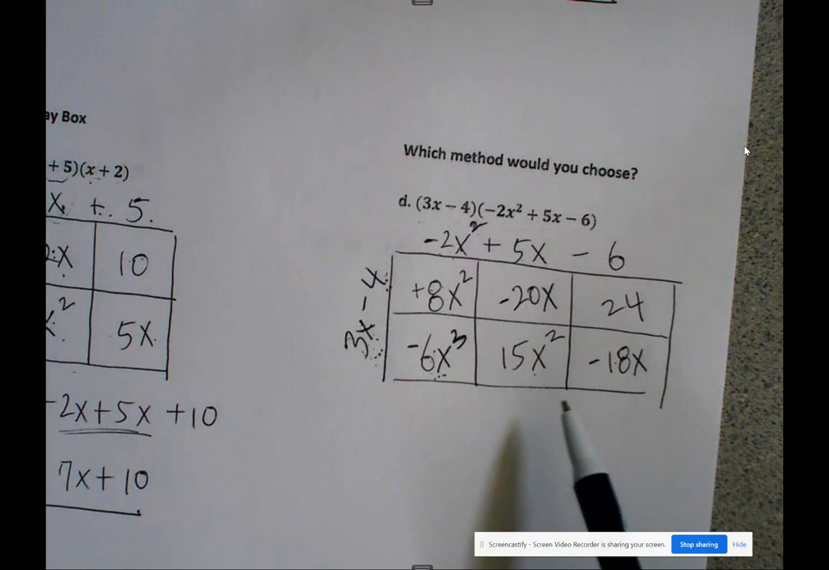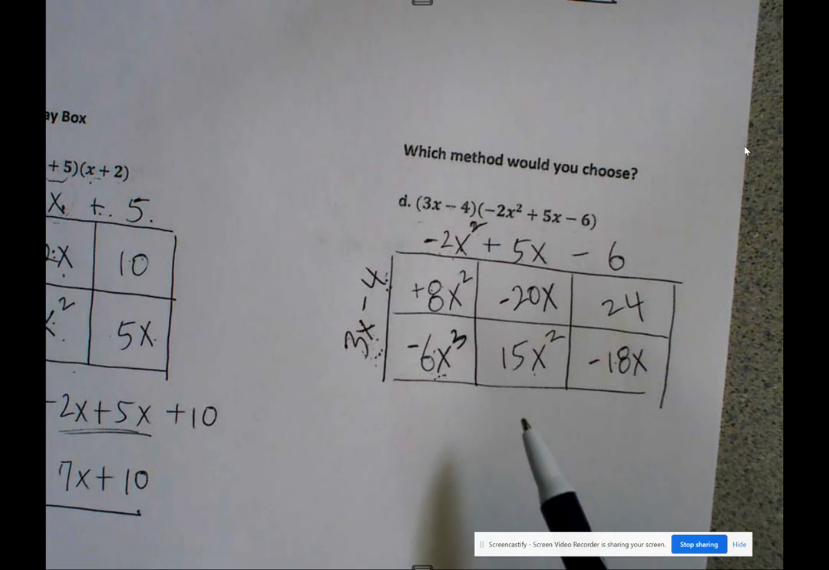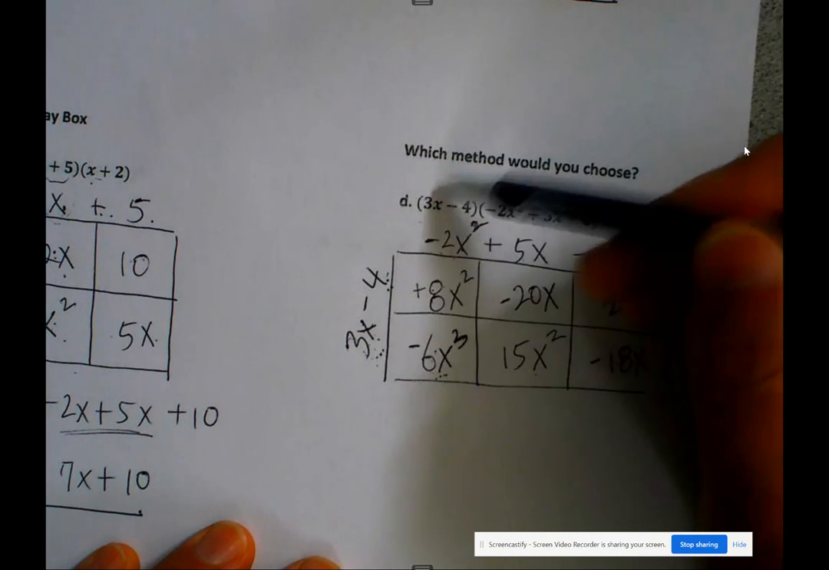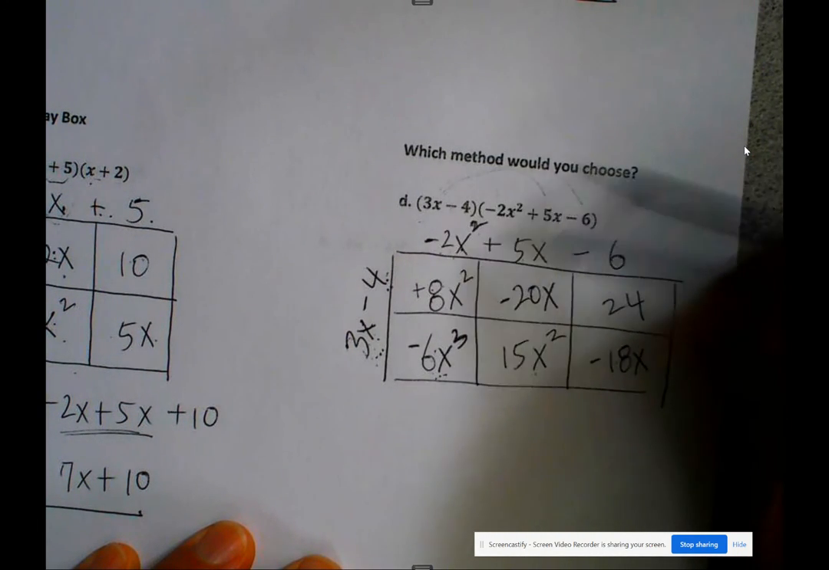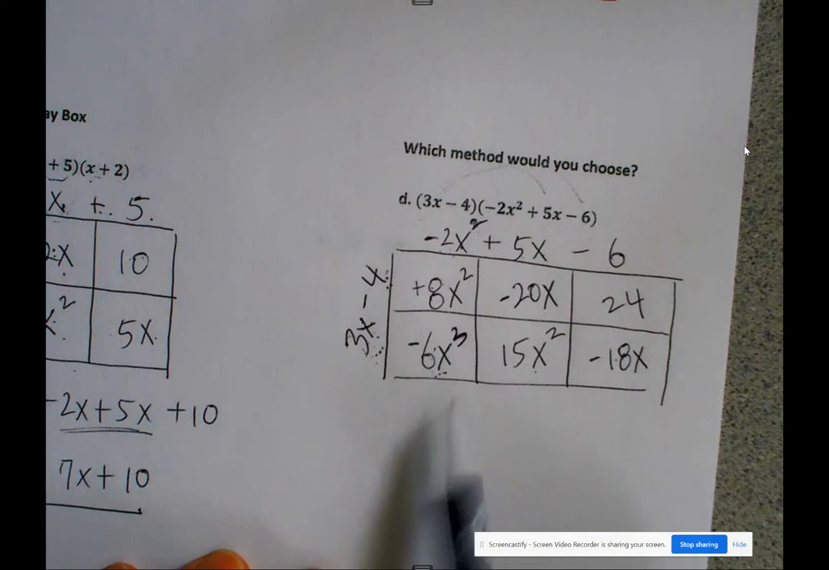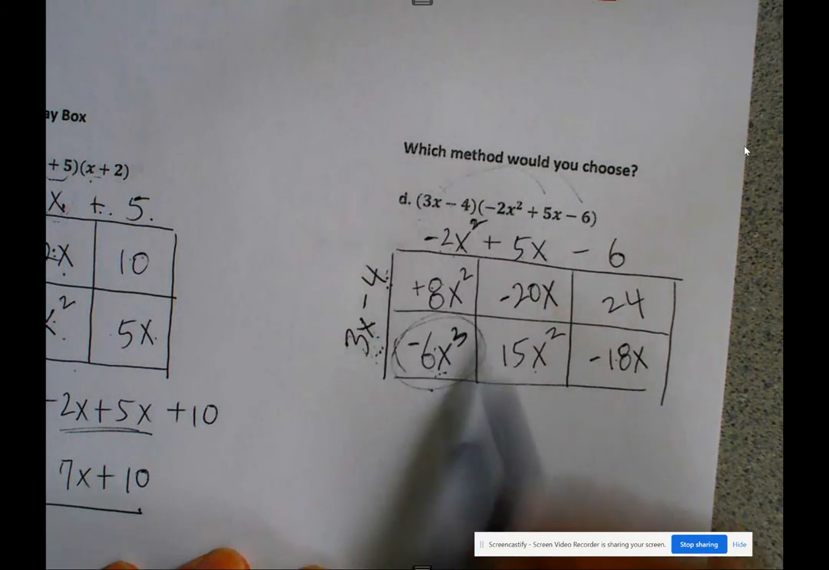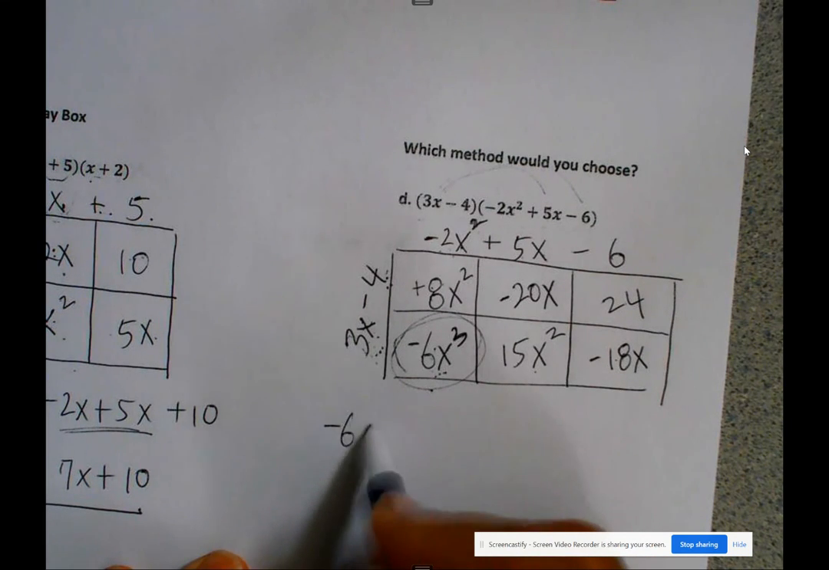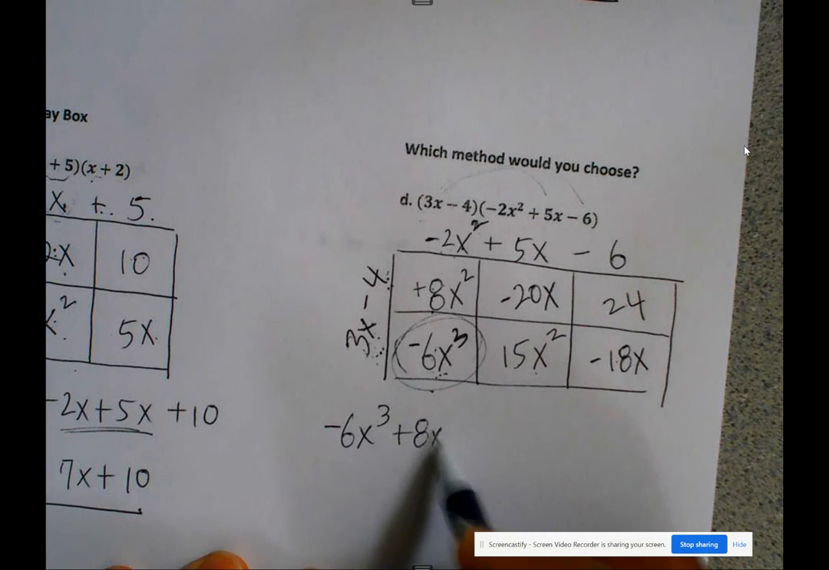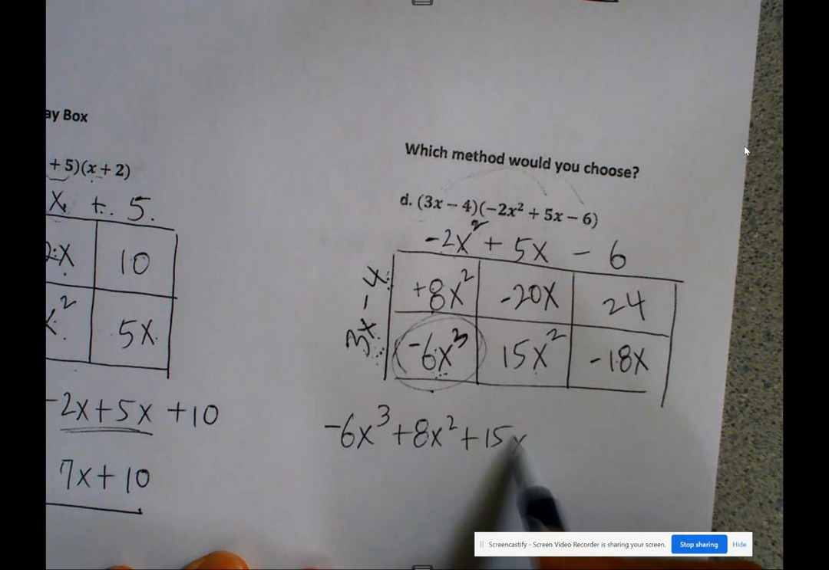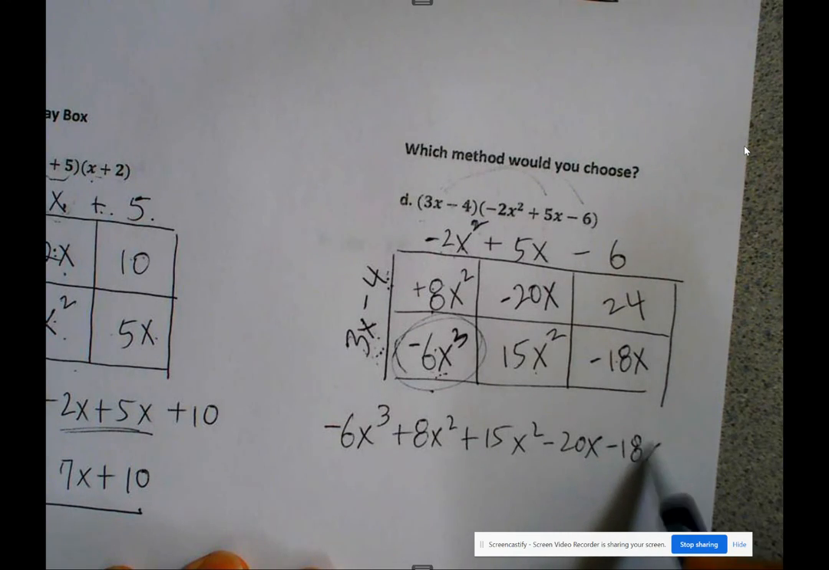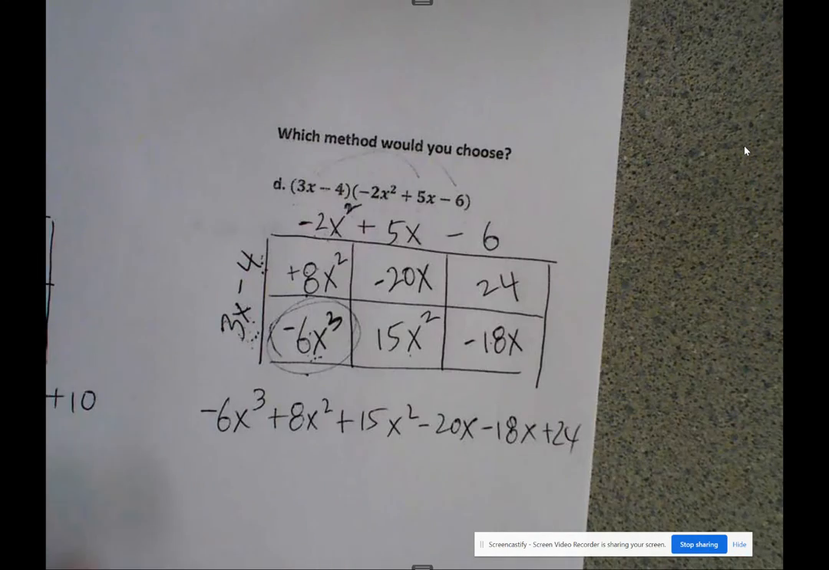And again, we're not asking you to use a box or array method. You could have used the arrows if you like, okay? As long as you get them correct. But if you use the box, you can tell that this is the highest power, so you put negative 6x to the third power. Next will be plus 8x squared, plus 15x squared, minus 20x, minus 18x, plus 24. All right, so go ahead and write that.